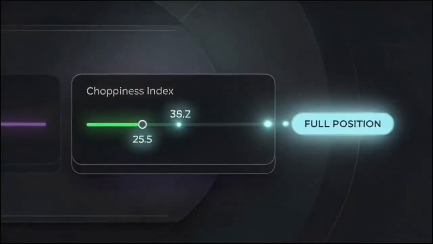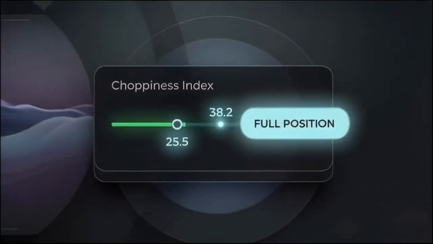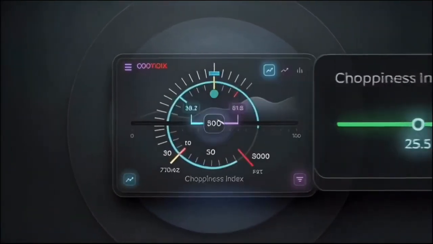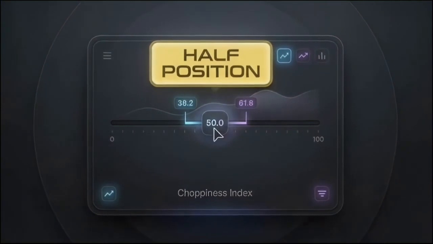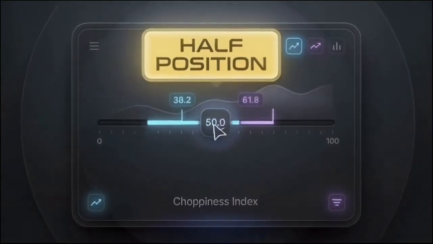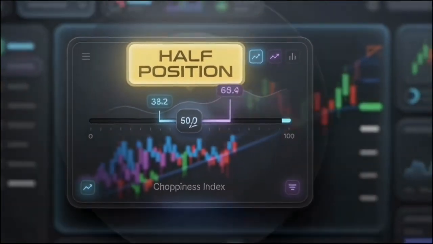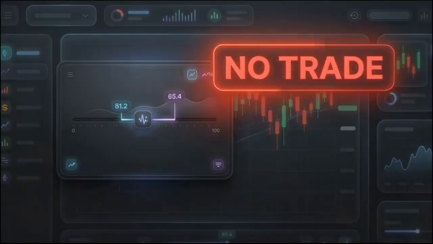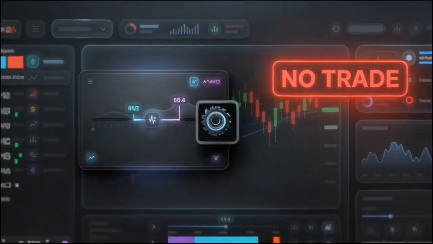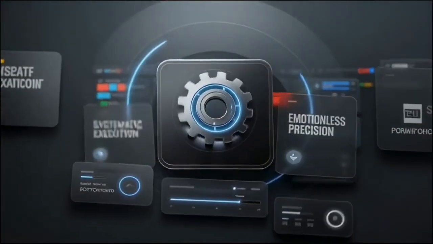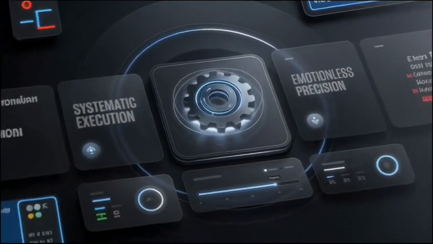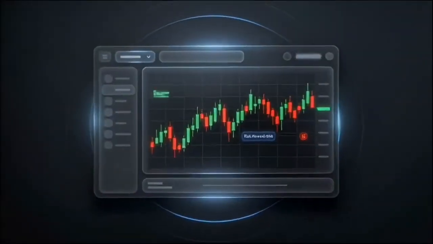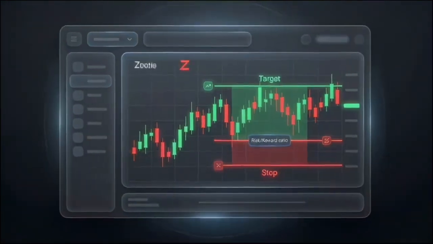Reading below 38.2, full position, the market is paying trend traders today. Between 38.2 and 61.8, half position, conditions are mixed. Above 61.8, no trade, whatever the moving average says. Traders hate skipping setups. This filter makes the skip mechanical instead of emotional, and that is exactly why it works. Stop below the pullback low, target the prior swing high.